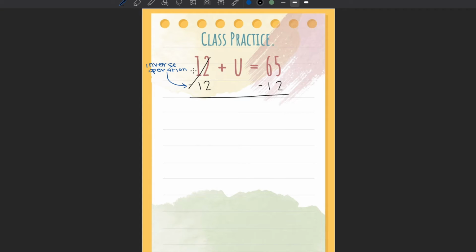This cancels out our 12 on this side, which leaves us with u equals, well, now we have 65 minus 12, which gives us 53. So u equals 53.